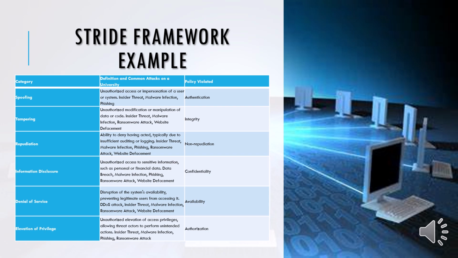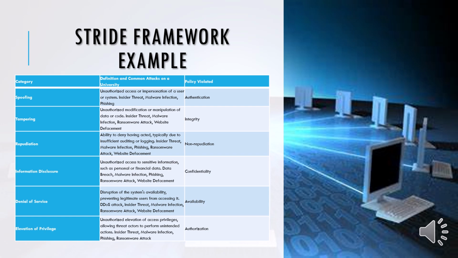Number 2, tampering involves an attacker altering information or software to manipulate operation. Risks include insider threats, malware infections, ransomware attacks, and website defacement, which can compromise academic integrity or disrupt university functions. Number 3, repudiation. Attackers take actions but later deny responsibility due to insufficient auditing. Common threats include insider threats, malware infections, phishing, ransomware attacks, and website defacement, which can make tracking unauthorized changes difficult.